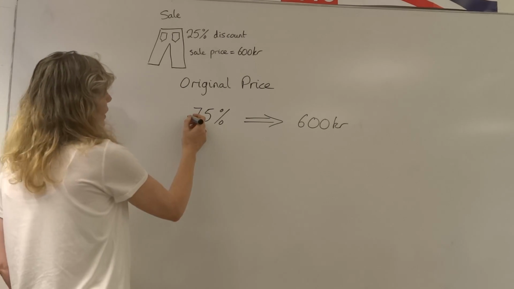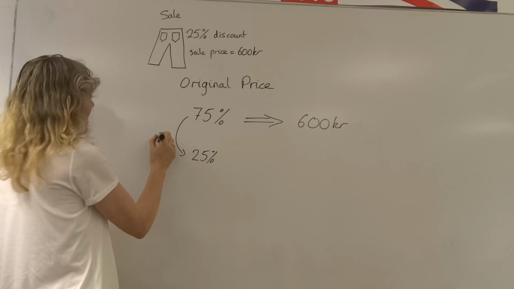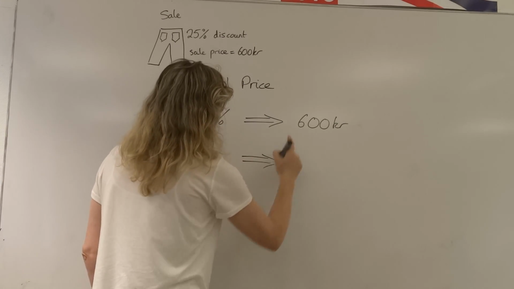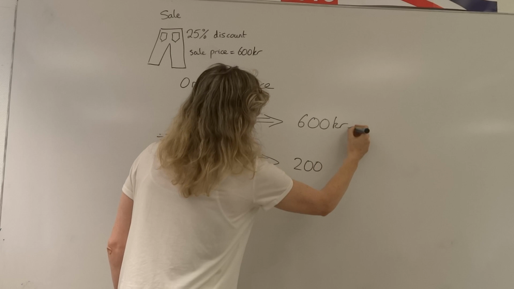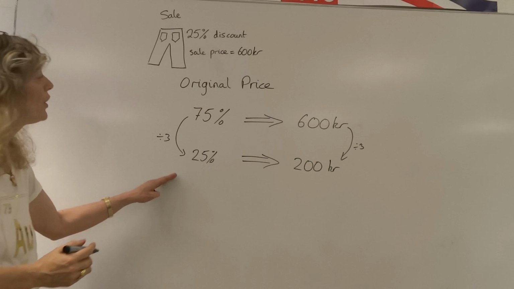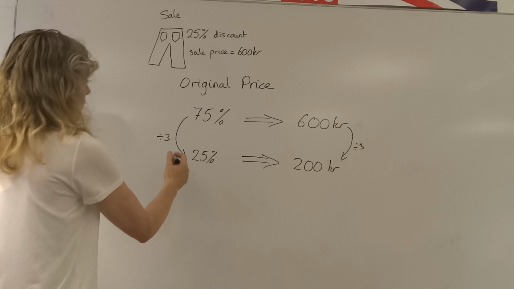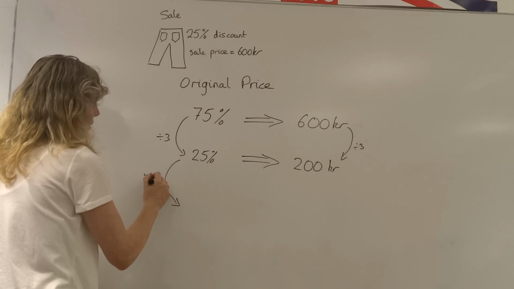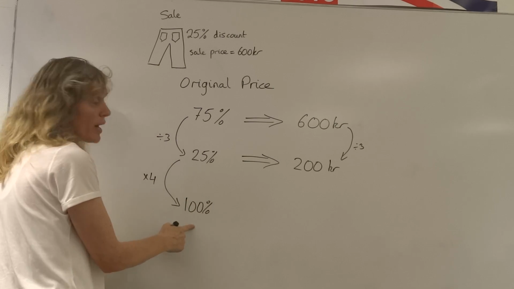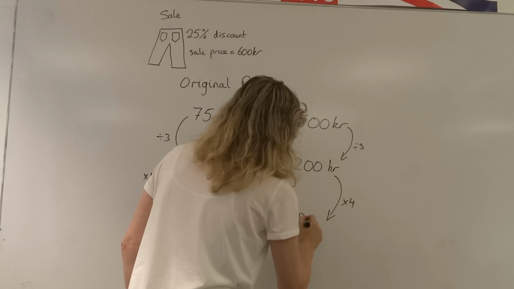Okay? If we were going to go from 75 to 25%, we could do that quite easily here by dividing by 3. That would tell us that 25% would be 200 kronas. So we now know that a quarter of the price of the jeans is 200. To go from 25 to 100, times by 4. That would give us 100%, and that's what we're trying to find. The original price of the jeans would be 200 times 4, which is 800 kronas.